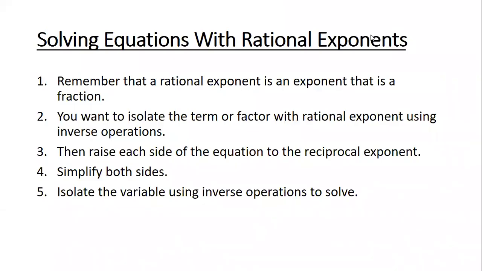So we're going to be solving equations with rational exponents, okay? So it's going to get a little different here, and there's a couple ways of solving this. But the main thing you want to remember is that a rational exponent means that you have an exponent that is a fraction, okay? Second, you want to isolate the term or factor with the rational exponent using inverse operations. So you want to get it by itself, okay? And then you want to raise each side of the equation to the reciprocal of the exponent.